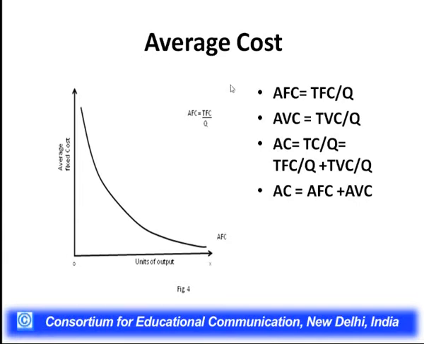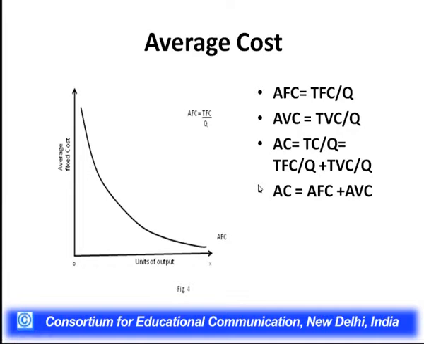Now we want to see what is the average cost, which is the per unit cost of output. So average cost actually is what? Average cost is equal to TC upon Q, or it can be total fixed cost upon output plus total variable cost upon output. Total fixed cost upon output is AFC, and total variable cost divided by output is AVC, or average variable cost. So average cost is the addition of average fixed cost plus average variable cost.